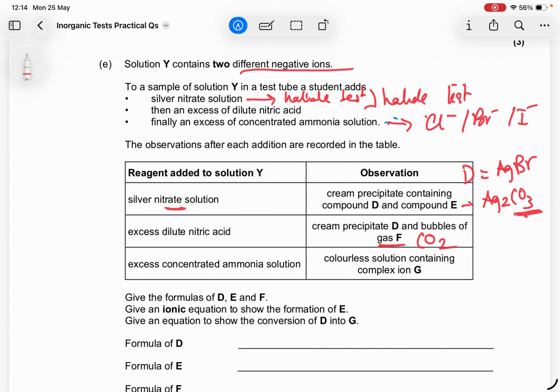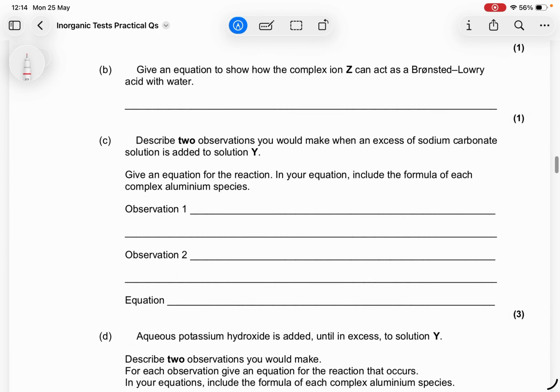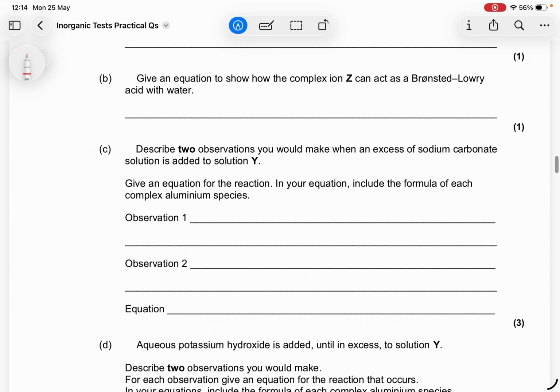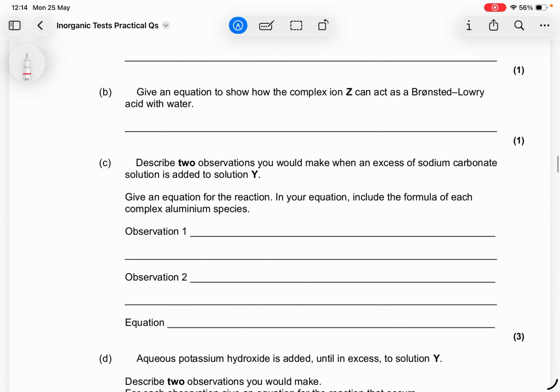And then the equation is AgBr plus 2NH3 forms, and now you can see the repetition here of the reaction that's happening. So another really nice question to practice here. Pause the video as you like, and now let's look at question 4.